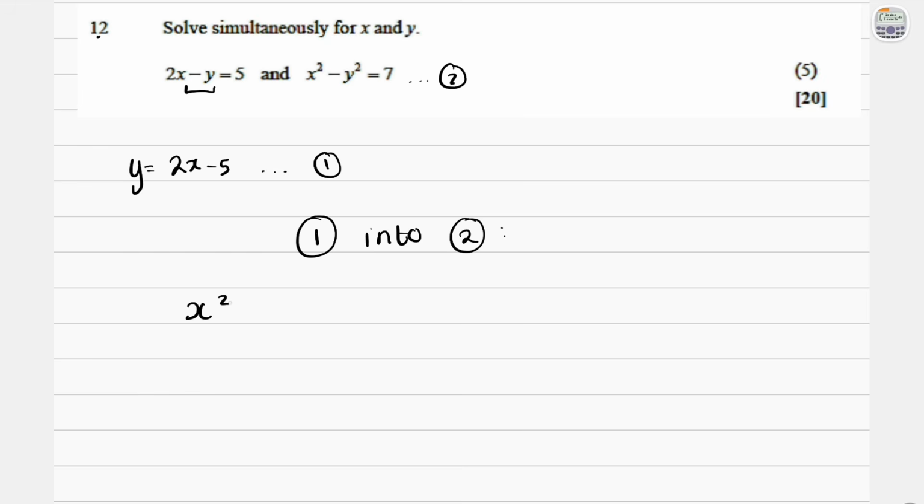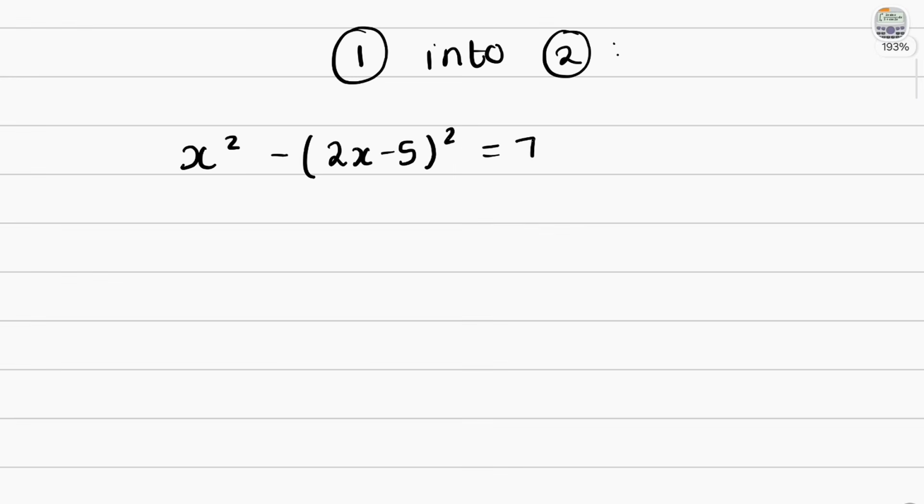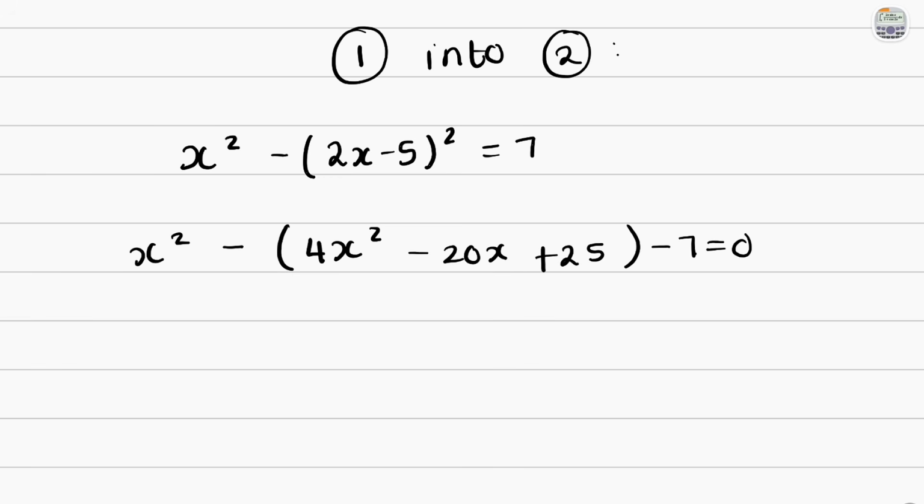And now we're going to say wherever we see y, we replace it with 2x minus 5. So this is x squared minus, and there's y squared. So we'll say 2x minus 5 all squared is equal to 7. Okay, so this is x squared, this is minus, and let's distribute. First term squared is 4x squared. Last term squared is positive 25. First term times second term is negative 10x. Times 2 is negative 20x. So minus 7 is equal to 0.